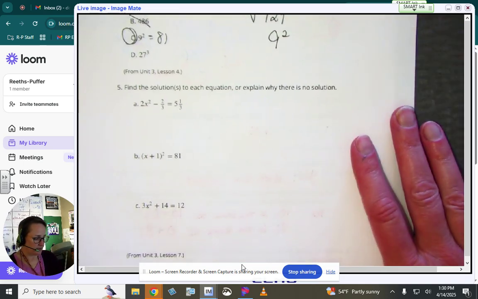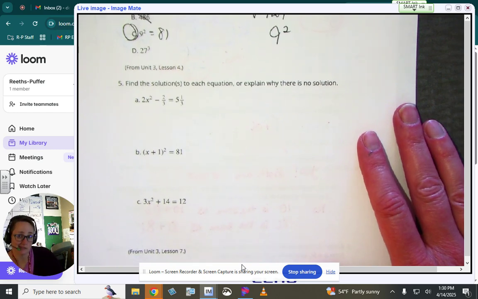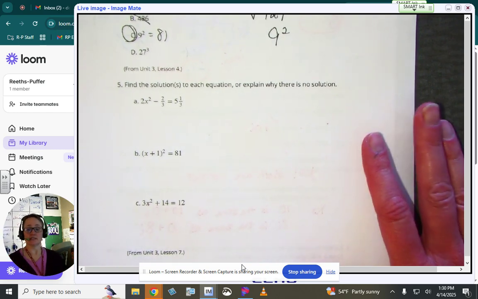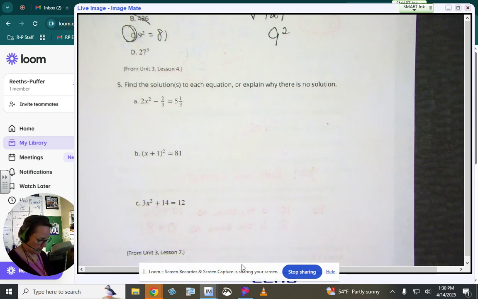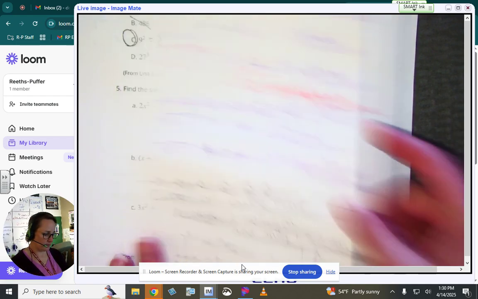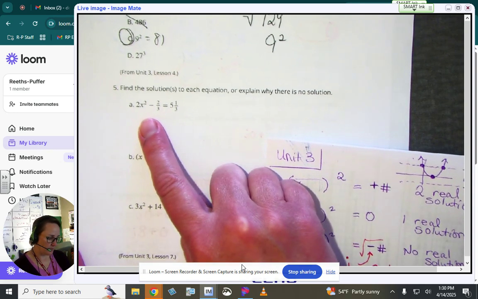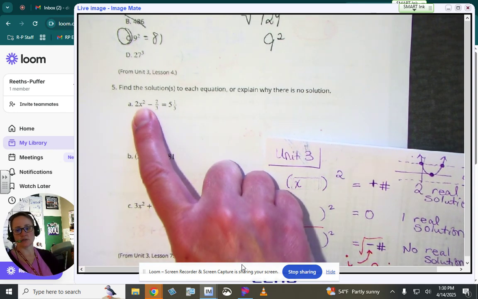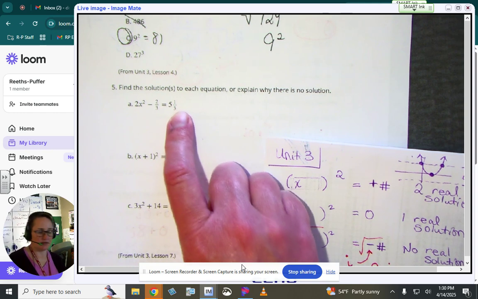Number 5, find the solution or solutions to each equation, or explain why there is no solution. Okay, I'm going to pull out my nifty chart again. I love using this thing. It helps me just always think about how many answers I'm looking for. So I have 2x squared minus 2/3 equals 5 1/3.